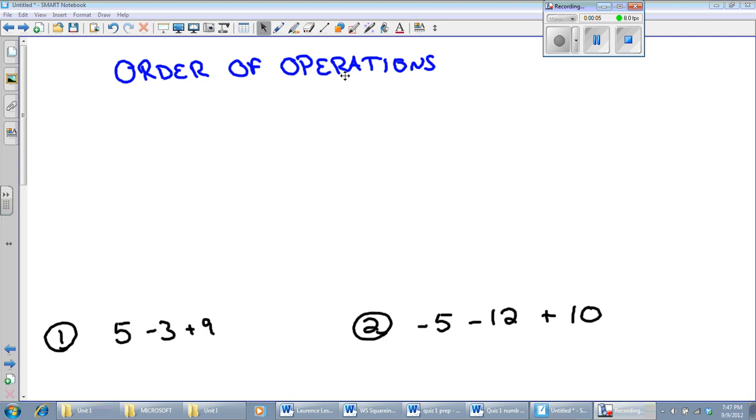Pre-algebra students, Mr. Lawrence here with the next fifth lesson, and we are going to spend the next couple days on the order of operations.